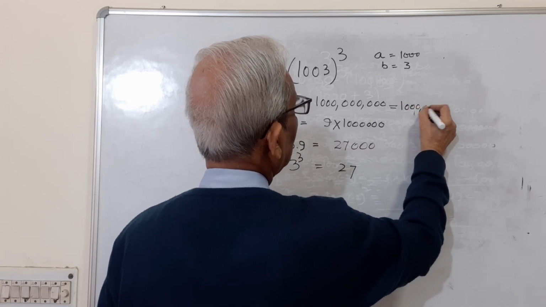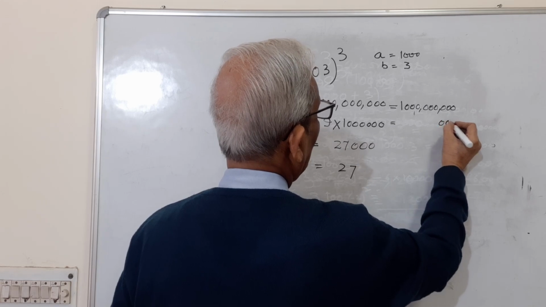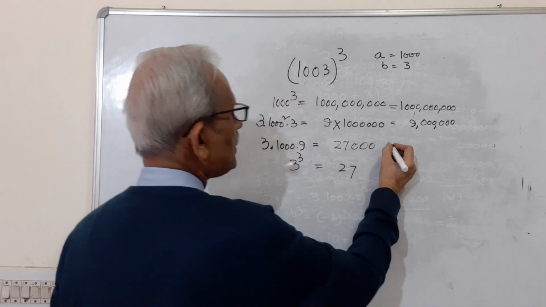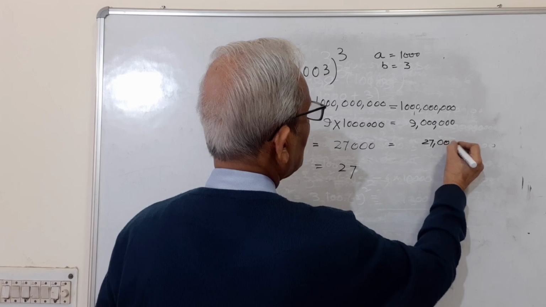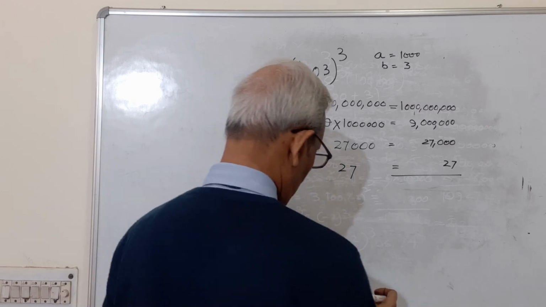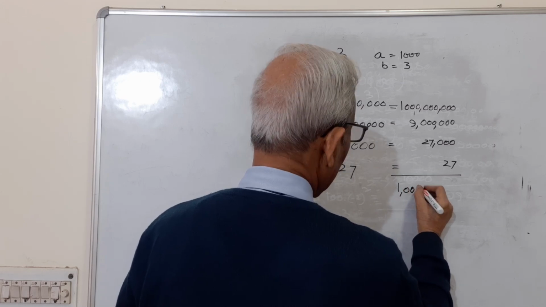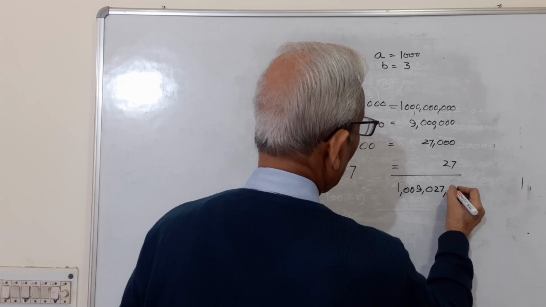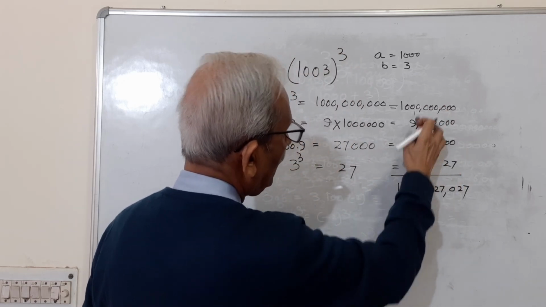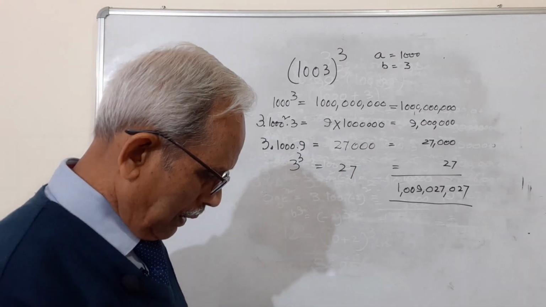So if you take these things here, 1,000,000,000, then 9,000,000, then 27,000, and 27. Adding them, the answer of this total number becomes 1,009,027,027. Well, that's how we are doing this problem.